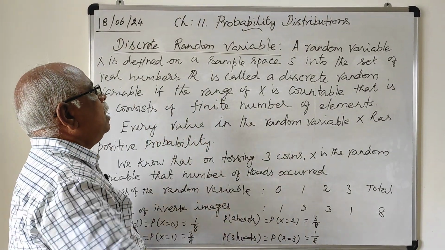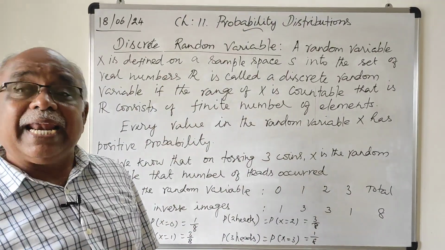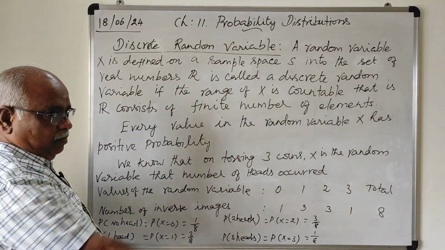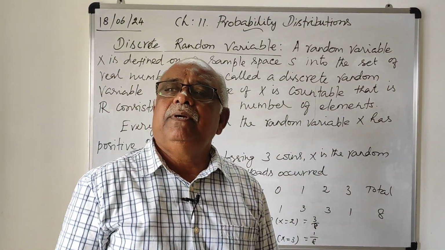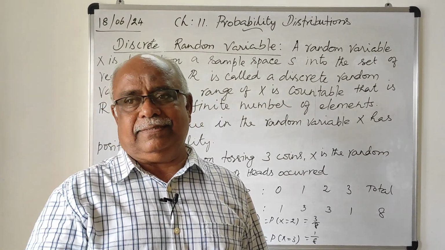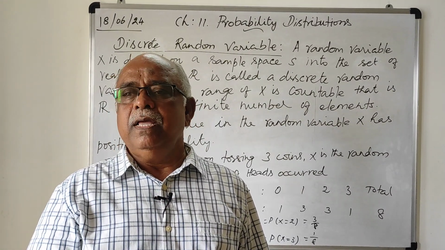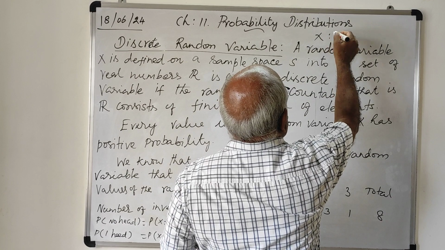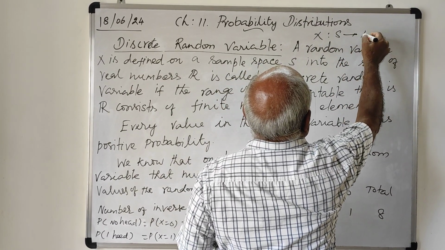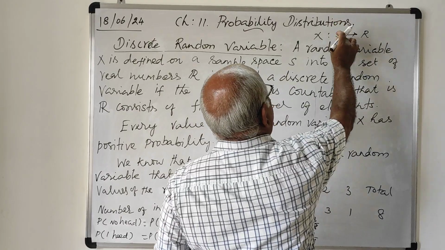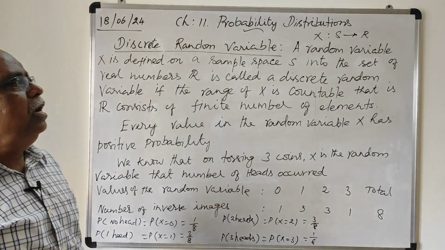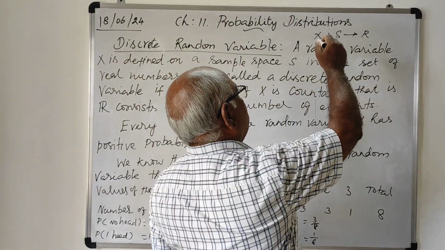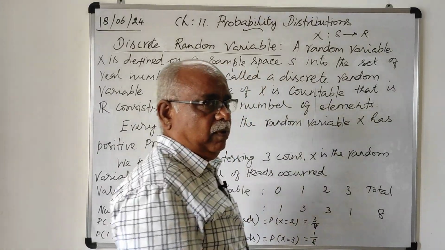Now, in the previous video, I defined random variable. In this video, I am going to define what a discrete random variable is. You know, a random variable X is a real valued function from S to R, where S is the sample space of an experiment, and it assigns real values in the set R. This function X is called a random variable.